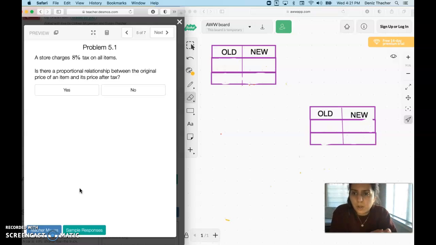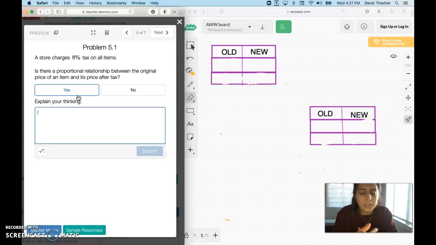So this one is: a store charges 8% tax on all items. Is there a proportional relationship between the original price of an item and its price after tax? The answer is yes, that there is a proportional relationship, and you'll need to explain your thinking. So again, whatever method you're using, you can explain it related to that. For the methods I've been using, you could explain that 8%, if you were to divide that by 100, you would get 0.08, and that would be the constant of proportionality, and that would create that proportional relationship.